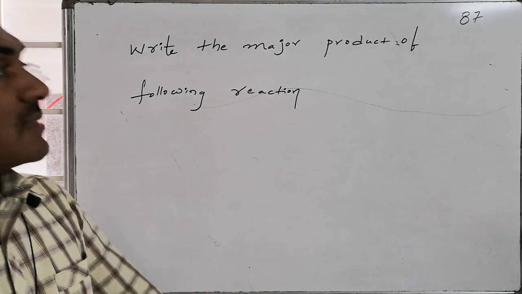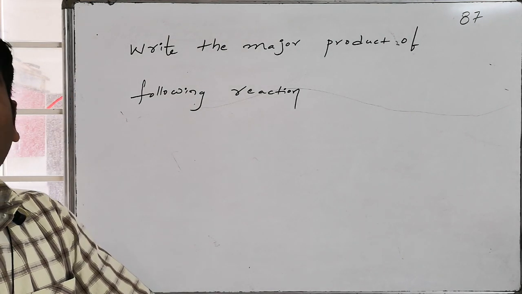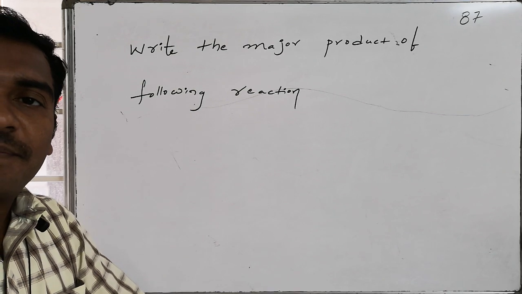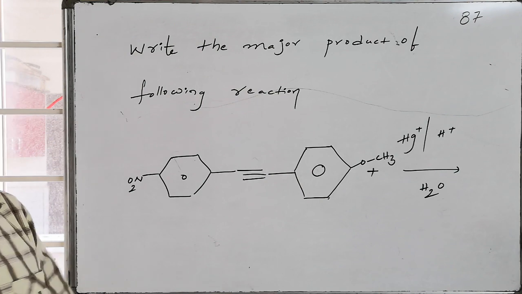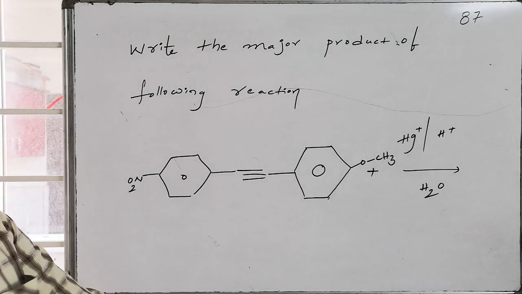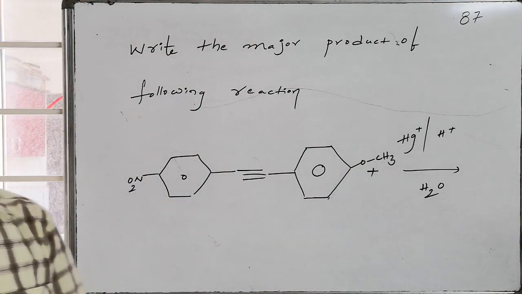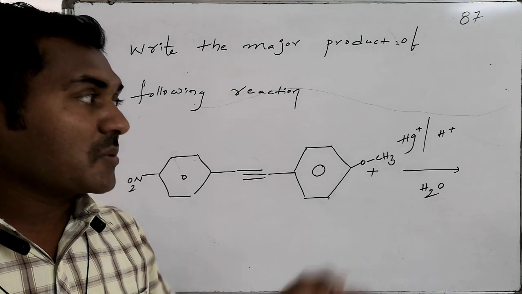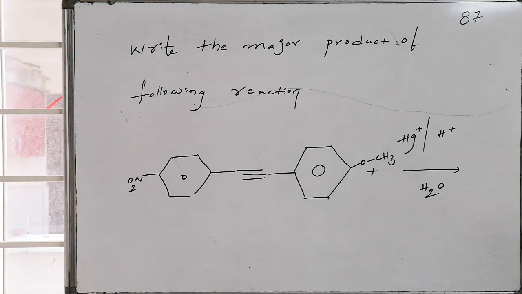The next question is, write the major product of the following reaction. Two benzene rings are connected with a triple bonded carbon system, one associated with an NO2 group, the other with a methoxy group. Such a triple bonded system is allowed to react with Hg2 plus followed by water in acidic medium.